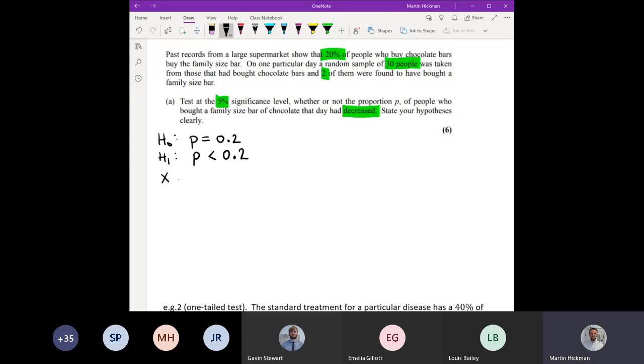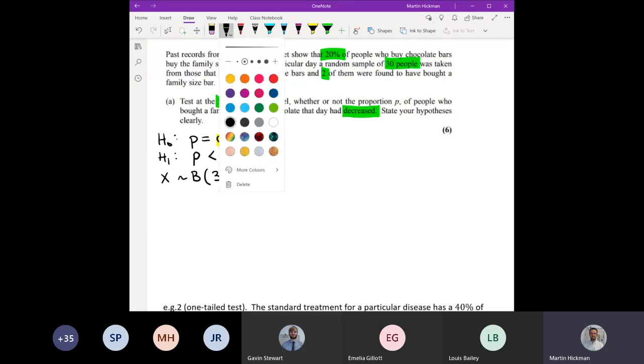Also, we should write down our distribution. Here we're going to use X as our test statistic. X is just going to be the number of people that buy the family size bars out of the sample of 30. So X is binomially distributed with a sample size of 30 and a probability of 0.2. When we do the hypothesis test, the probability for your null hypothesis will always be the probability for your distribution. So if you've got a probability of 0.2 for your null hypothesis, you put 0.2 in there. And the 30 just comes from the fact that we're taking a sample of 30 people. Let me know if you have any questions about that.